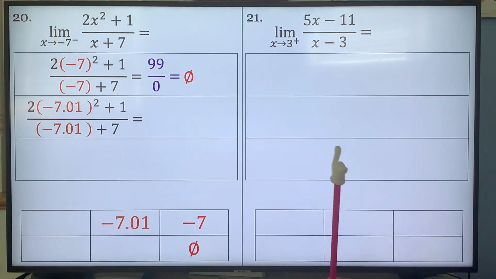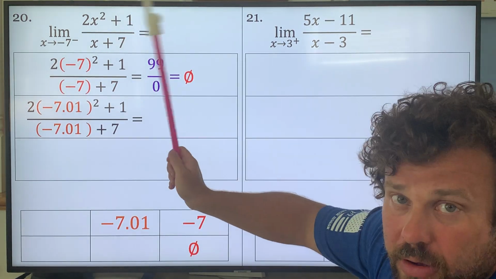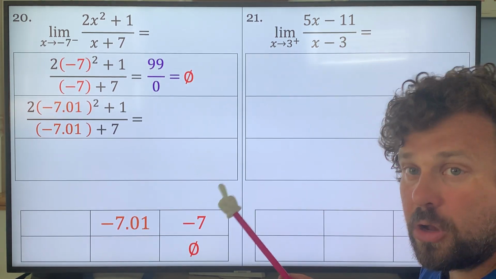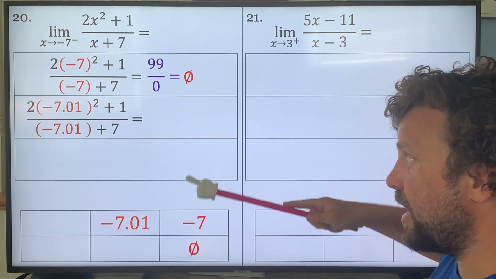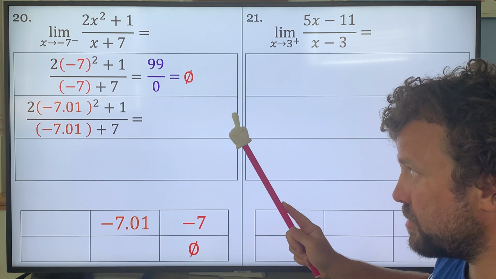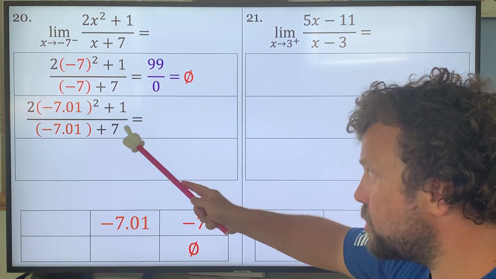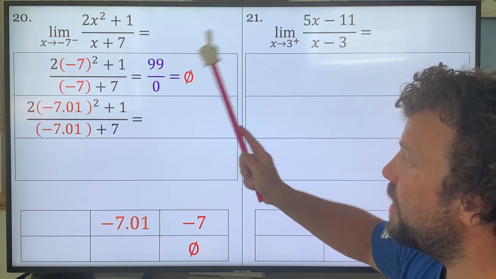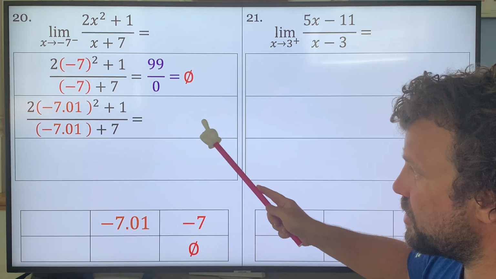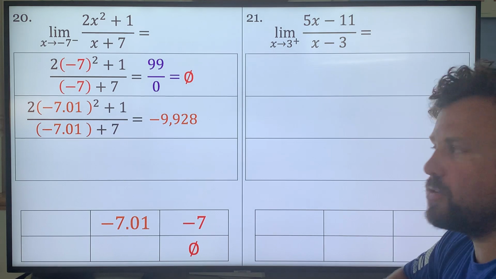Now, when you type this in your calculator, here's what you'd have to do. I'm going to just say it out loud. Open parentheses, 2 times, open a second set of parentheses, negative 7.01, close the parentheses, squared. So this is what it looks like in the calculator. Plus 1, close parentheses for your numerator, divided by, open parentheses, negative 7.01 plus 7, close parentheses. And as an answer, you should get negative 9,928.